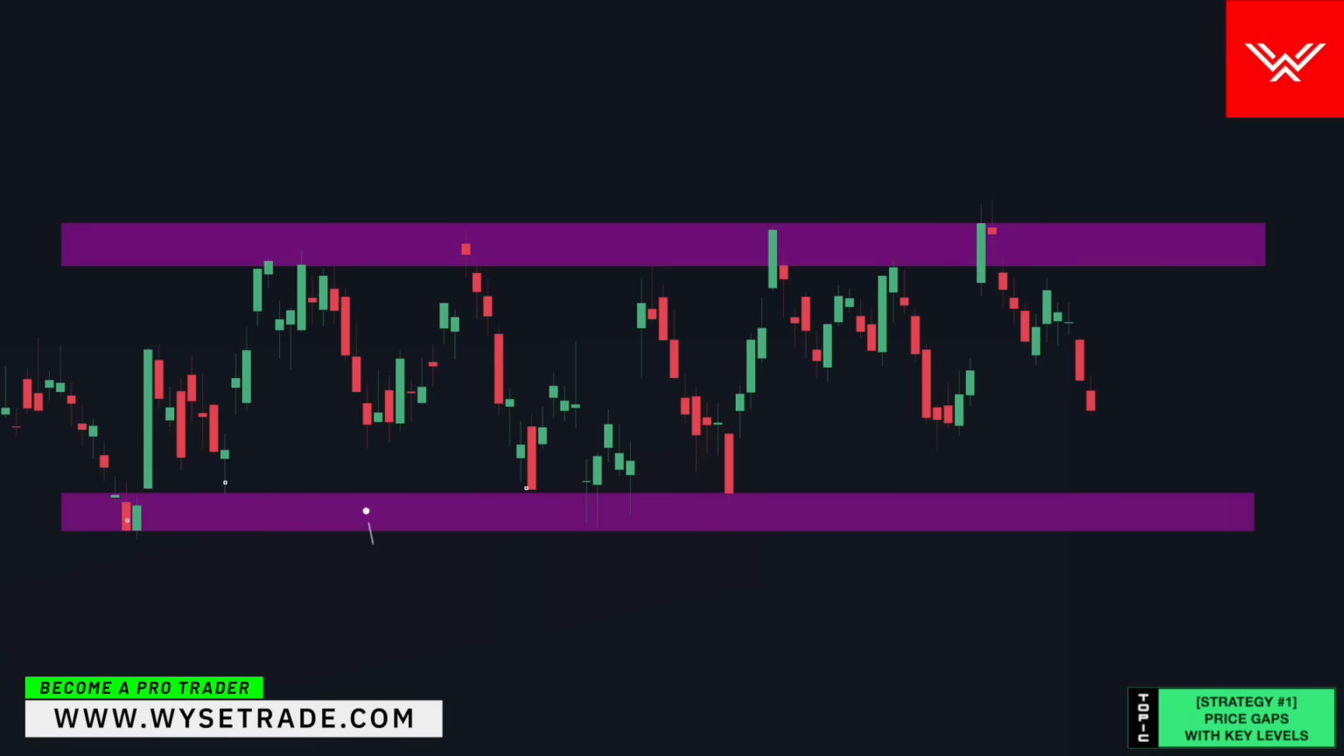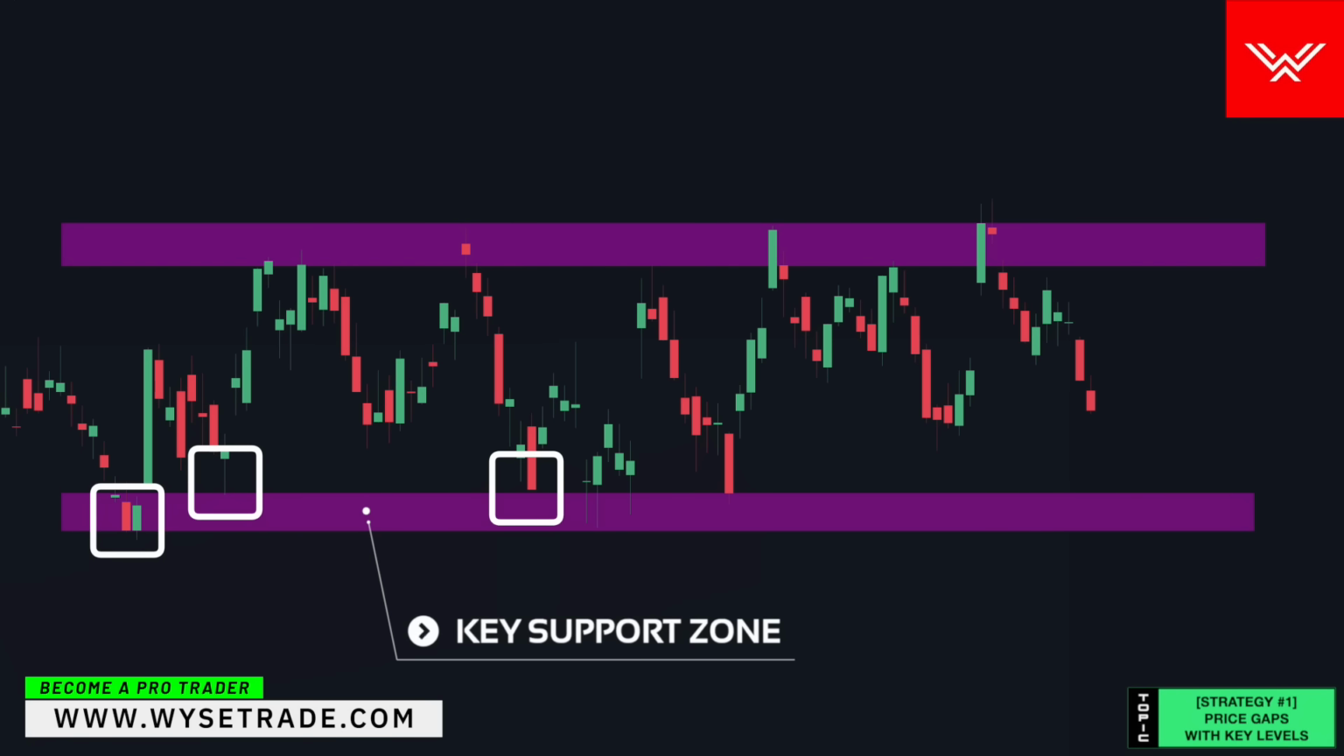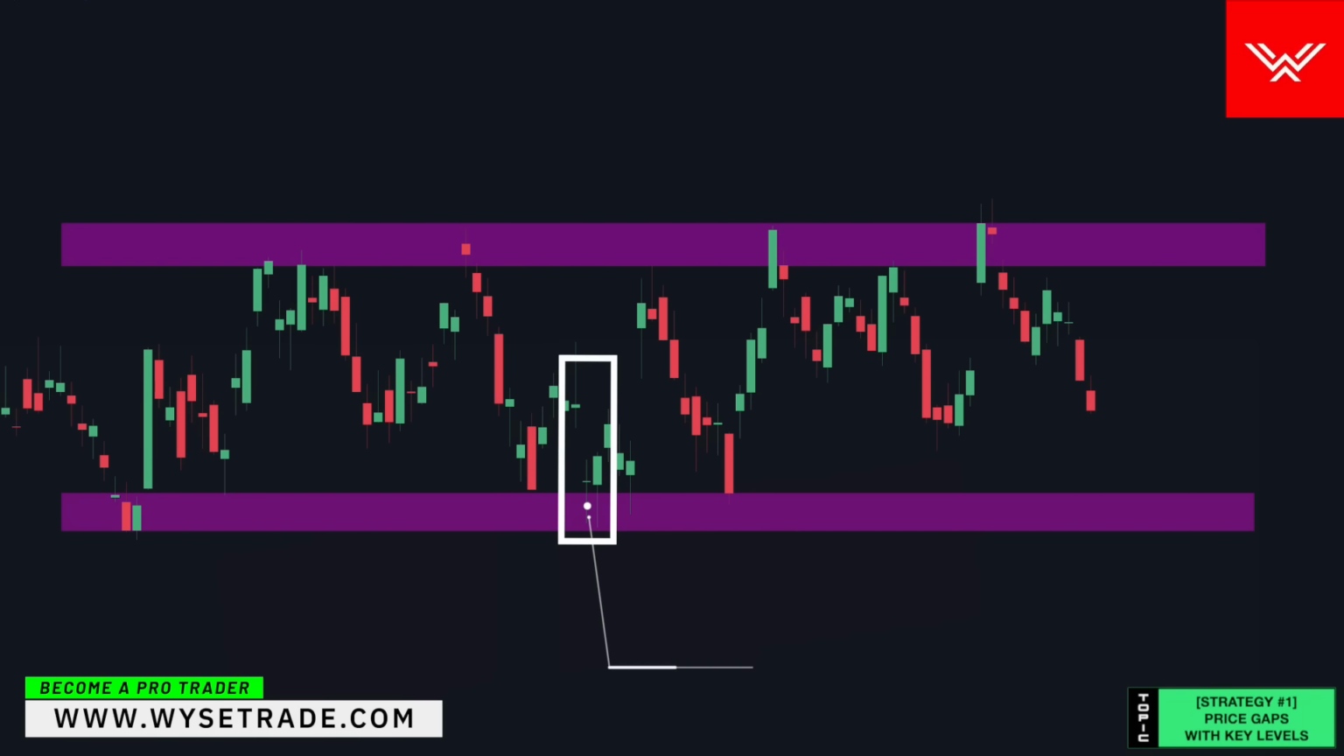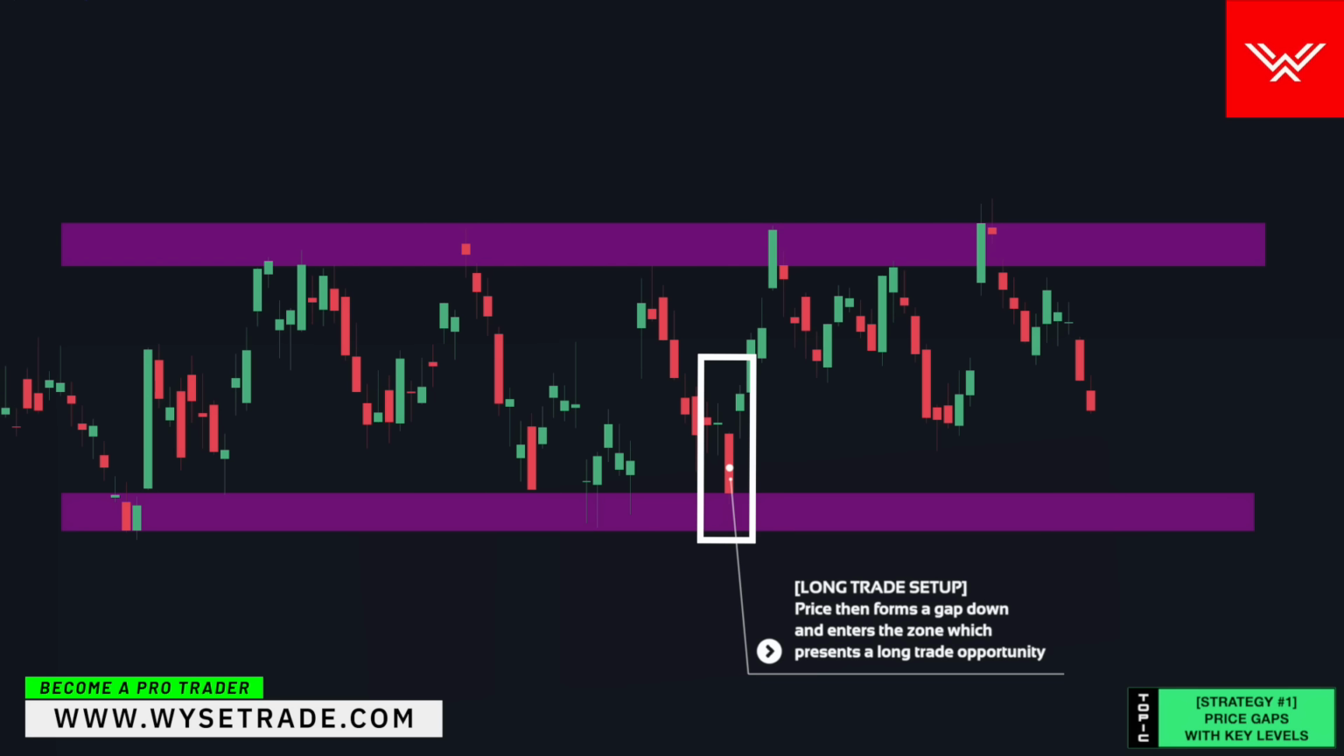Now, along the bottom, these reversal points give you a key support zone. You have a gap down into the support zone with multiple long wick candles and price being oversold, which presents a long trade setup. Another gap down into the support zone and price being oversold, which presents a long trade setup.